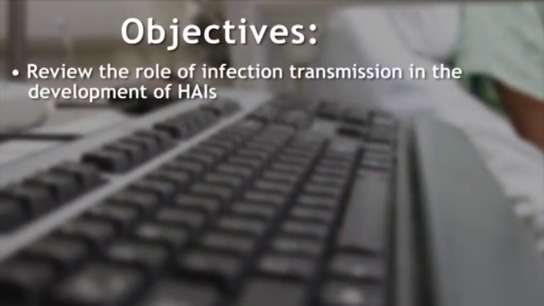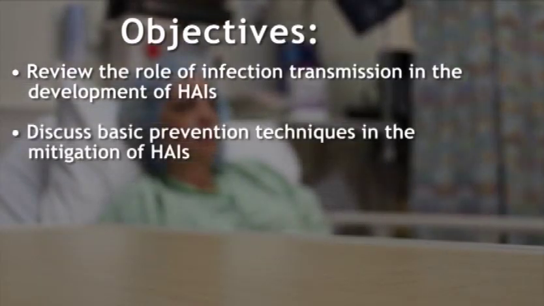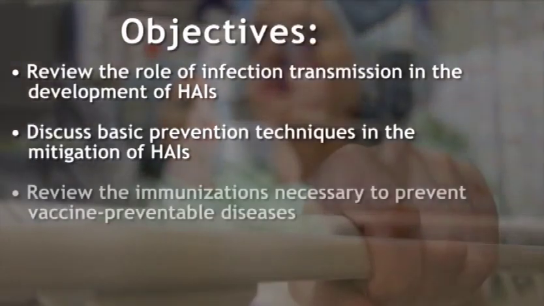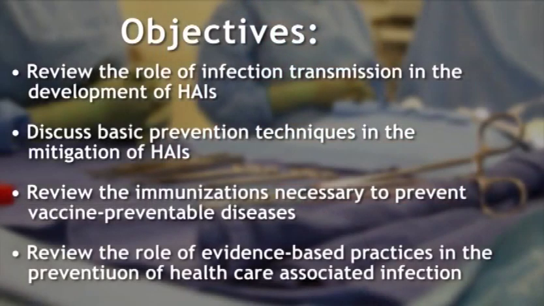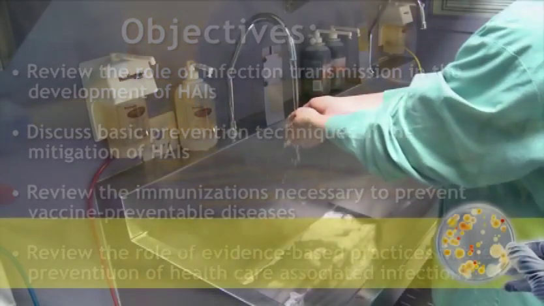In this video and accompanying study guide, we will review the role of infection transmission in the development of healthcare-associated infections, discuss basic prevention techniques such as hand hygiene in the mitigation of healthcare-associated infections, review the immunizations necessary to prevent vaccine-preventable diseases, and review the role of evidence-based practices in the prevention of healthcare-associated infections.